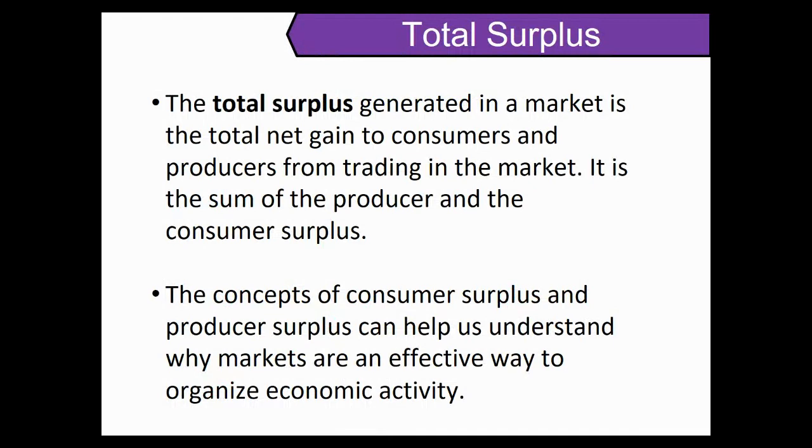Now, we like to see a total surplus. We like the idea of a growing total surplus. The total surplus generated in the market is the total net gain to consumers and producers from the voluntary trade of a product. Consumer surplus and producer surplus help us understand the market and how we can be efficient when we are producing at the point where supply equals demand. This is the efficiency spot of a perfectly competitive market.